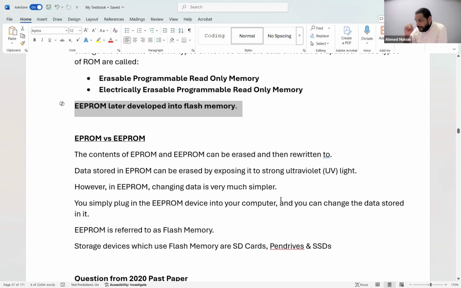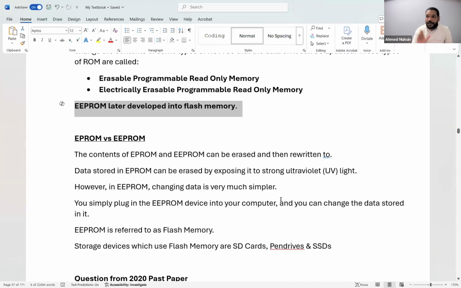But in flash memory, such as a pen drive, is it read-only? No, you can modify, right? But what am I trying to tell you here? Pen drives came from where? From the technology of the ROM. Exactly. Pen drives were introduced from the technology of ROM.